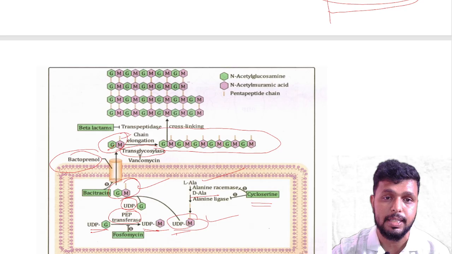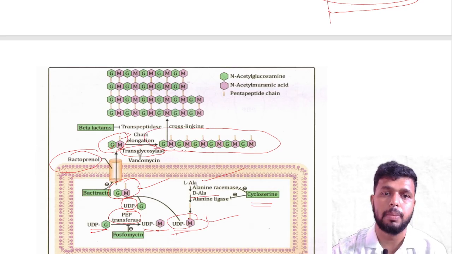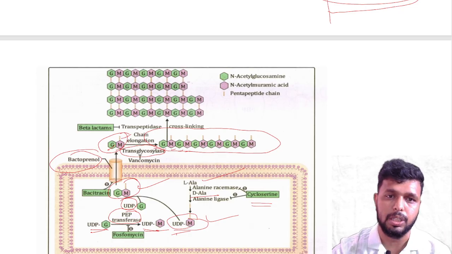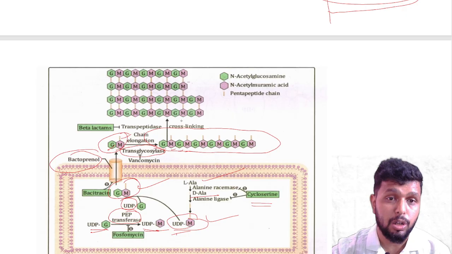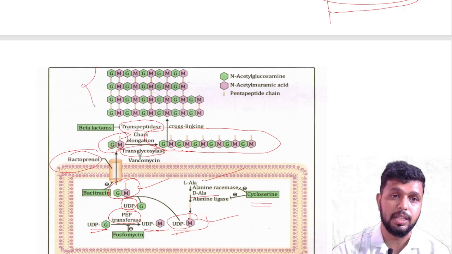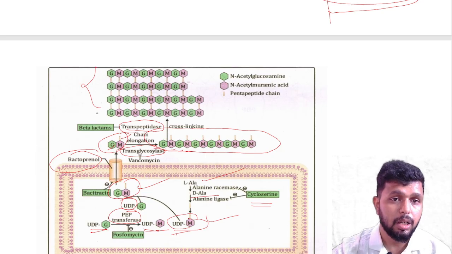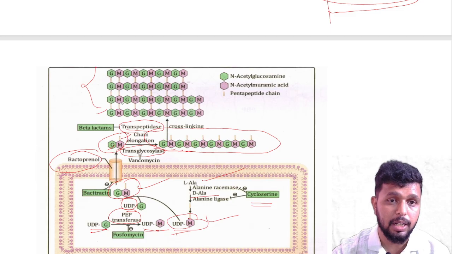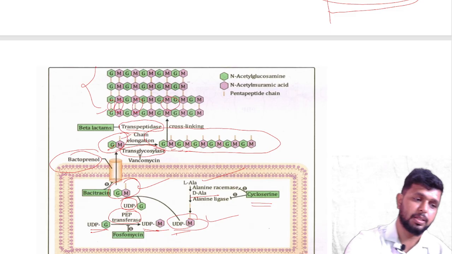As you can see here, this is the chain elongation: N-acetyl glucosamine, N-acetyl muramic acid, N-acetyl glucosamine, N-acetyl muramic acid. This is chain elongation. Okay. After that, cross-linking takes place with the help of the enzyme transpeptidase. As we can see here, this is the cross-linking, like N-acetyl glucosamine, N-acetyl muramic acid. Pentapeptide chain cross-linking takes place.